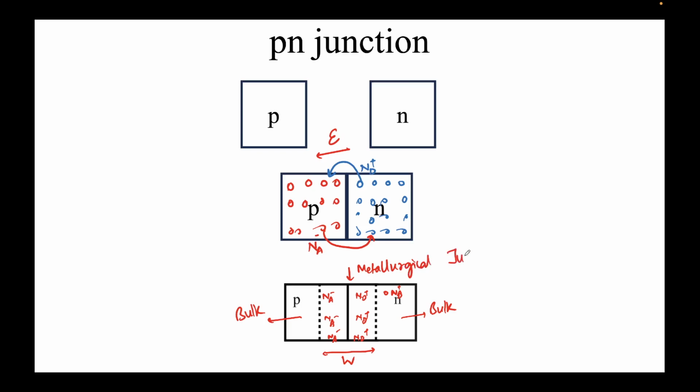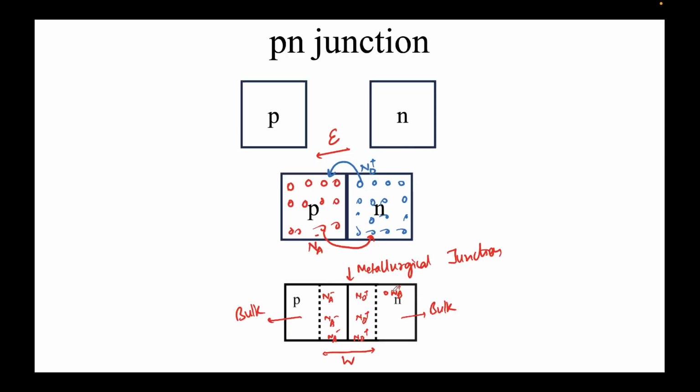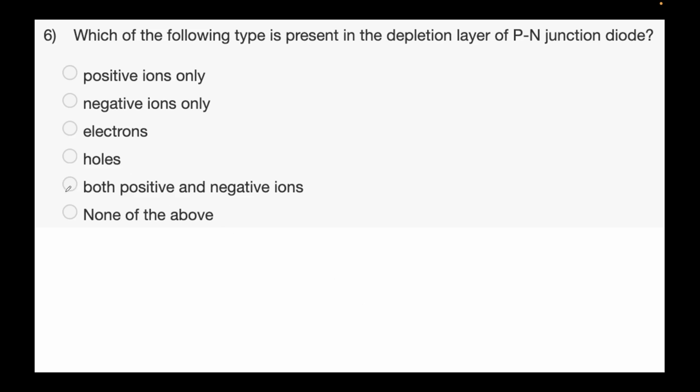Metallurgical junction. So on either side of the metallurgical junction, we'll see the formation of a depletion layer. Okay, so this is a question. Which of the following types is present in the depletion layer of a p-n junction diode? So we just saw this is a p-n junction diode, and we saw that on the p side in the depletion region we have negative ions, and on the right side we have the positive ions. So we get both positive and negative ions.